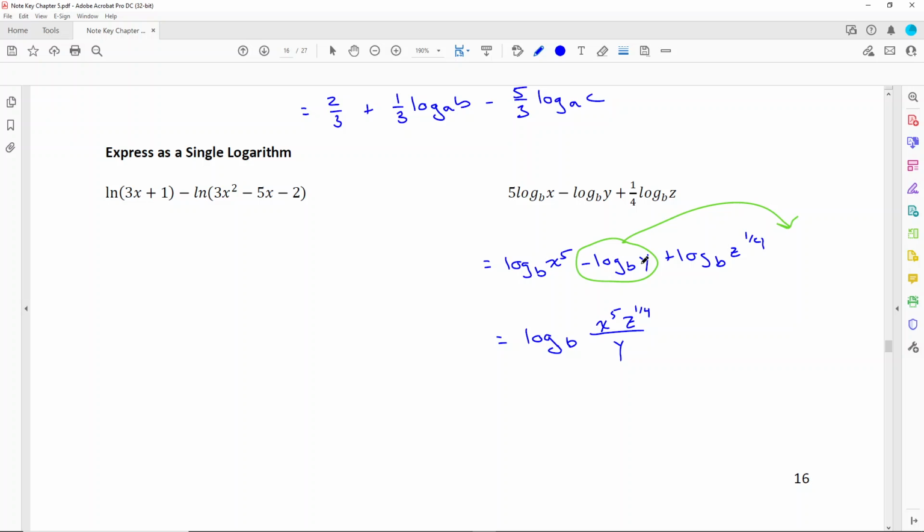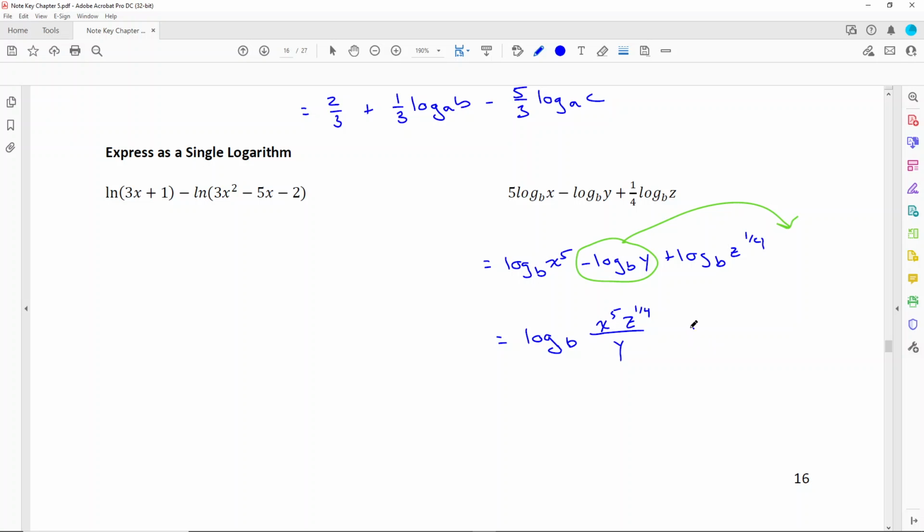So again, if it makes more sense to rewrite the order and then do it, that's fine. I think the textbook would even walk you through writing this as a single logarithm first. So log base b of x to the 5 over y, and then multiplying that by z to the quarter, which puts it on the top. I'm like, just do it all at once. If it's an addition, put it on the top. Subtraction, put it on the bottom. Now, is that your final answer?